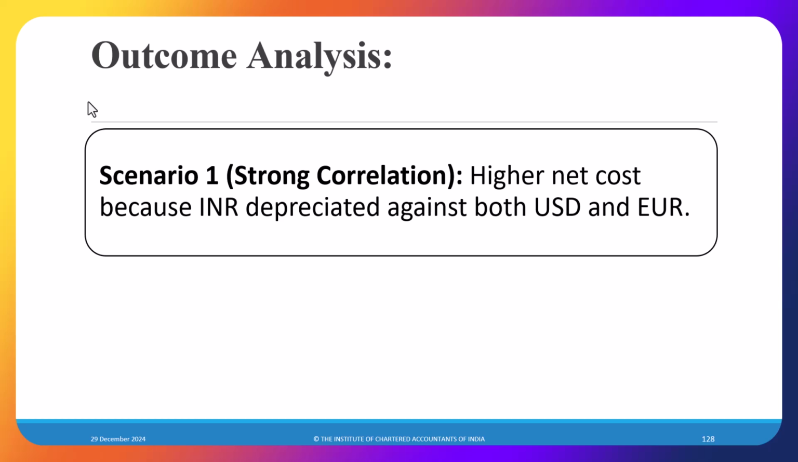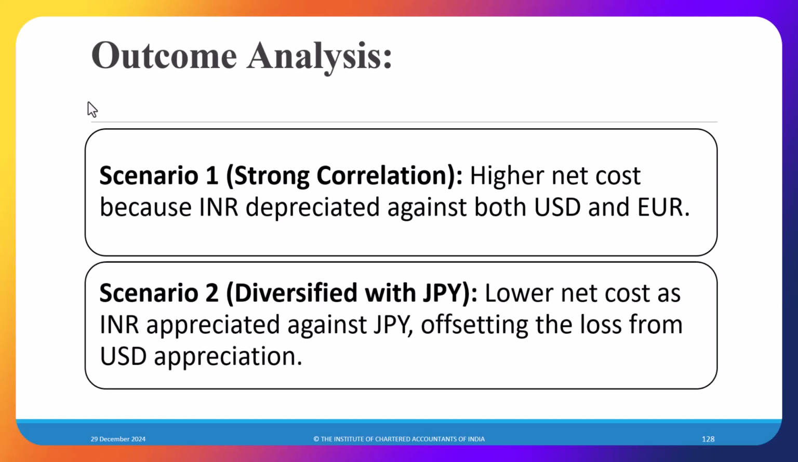So scenario 1, there is a strong correlation, higher net cost because INR depreciated against both USD and Euro. Okay. Scenario 2, diversified with Japanese yen. When you actually added a pair of Japanese yen in your portfolio, lower net cost as INR appreciated against Japanese yen, offsetting the loss from US appreciation. So in scenario 2, when the correlation was slightly negative, you found that the loss has come down.